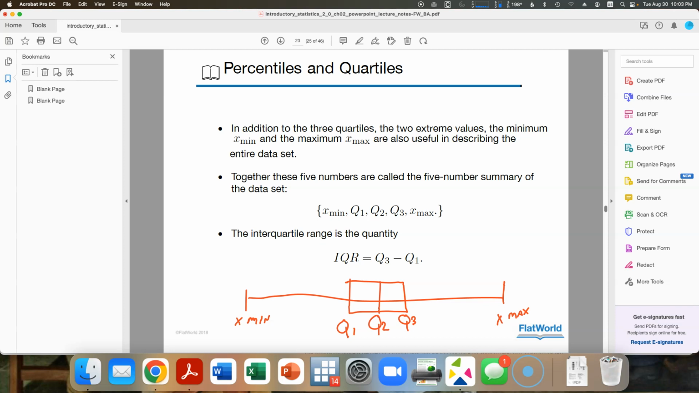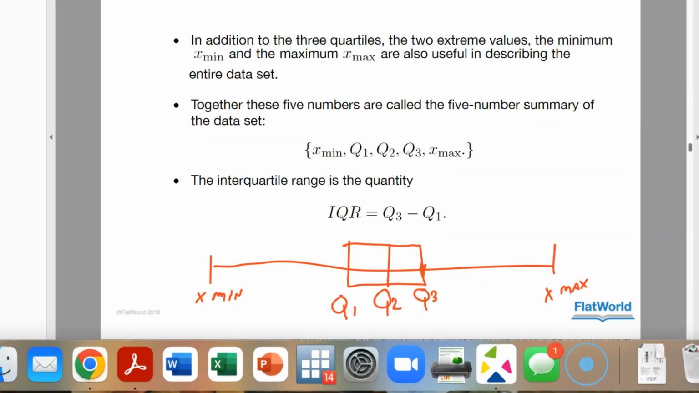And then what we can finally do here is just find the length of this box, and that would be our interquartile range, taking the value from Q3, subtracting from Q1. So from this point to this point, that would be our interquartile range.